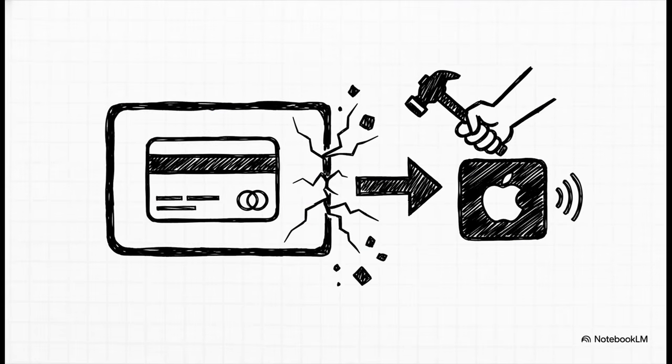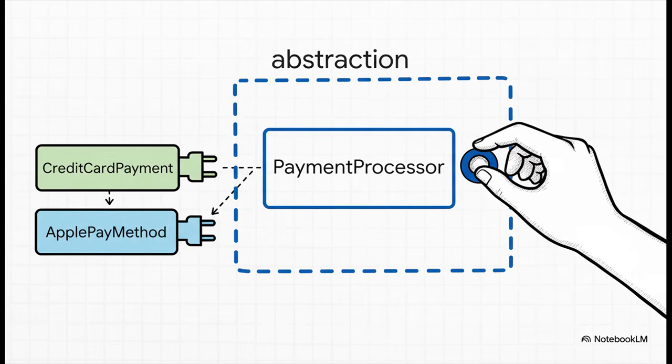And here is a classic example of breaking that rule. This payment processor works just fine, but the second your boss asks to add Apple Pay, what do you have to do? You've got to crack it open and add yet another if statement. Every single new feature requires modifying the core logic, which is always risky, and it just gets messier over time. And here is the magic. Instead of changing that original code, we introduce an abstraction. Think of it like a universal plug that any payment method can fit into.